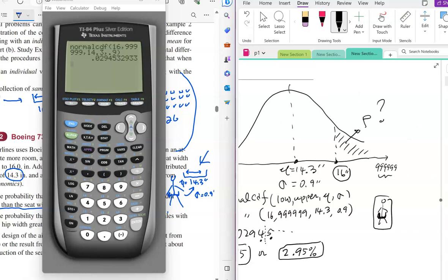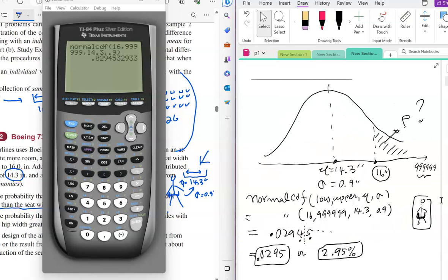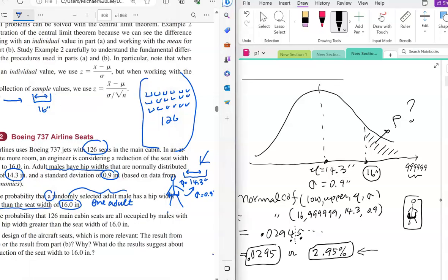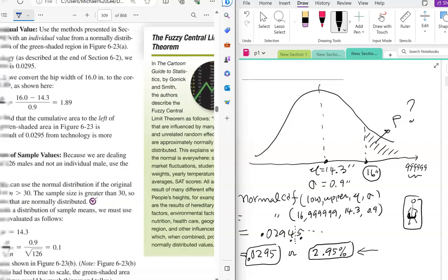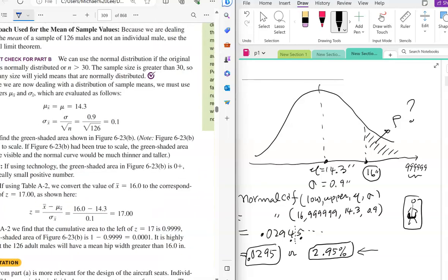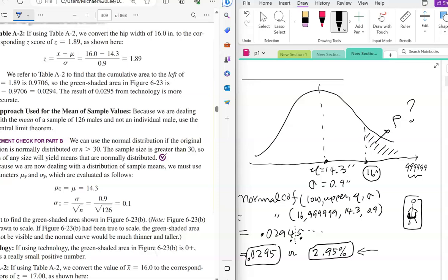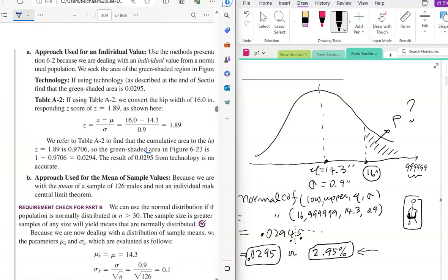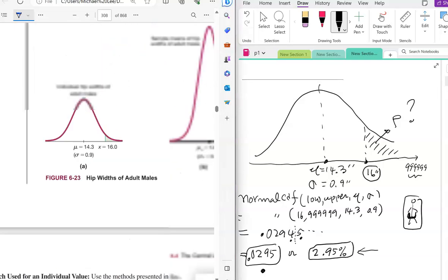What is the chance? What's the probability that a person's hip size is greater than 16 inches? 2.95%. If you look at the textbook, this is what it is: 0.0295 right there. That was just part A. Part B.